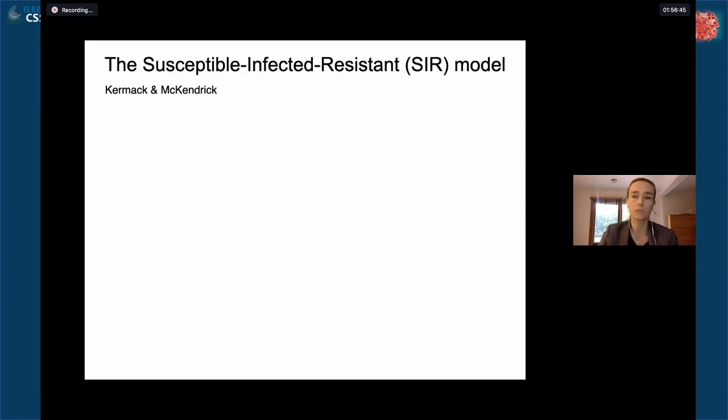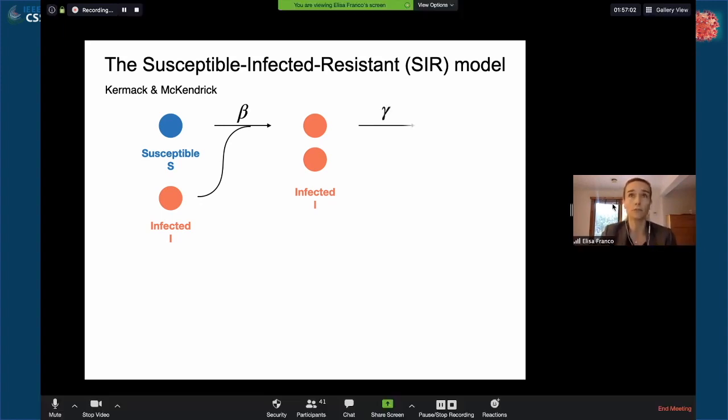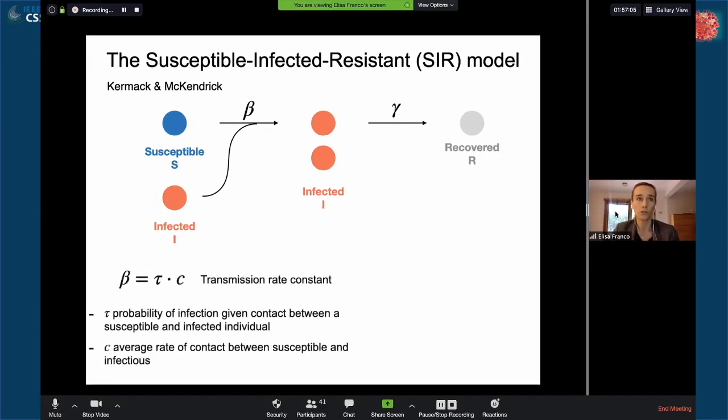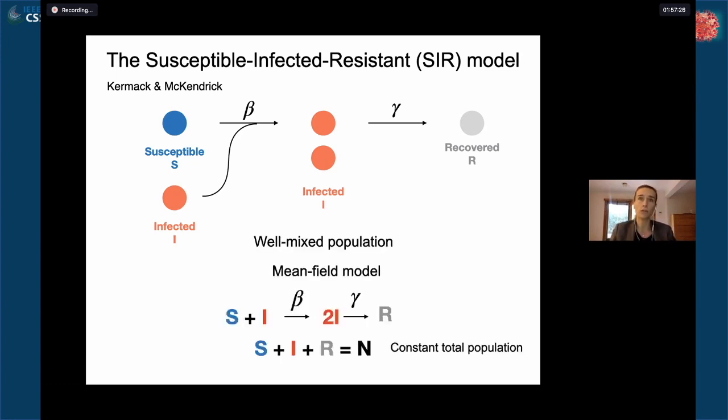So we start from the SIR model. I'll go quick on this because we all know how this works. The SIR assumes you have susceptible and infected that interact at a certain rate of beta, and you get two infected out of a susceptible and infected, and then there's a certain recovery rate. We all know the definition of transmission rate constant, which is basically probability of infection given a contact multiplied by the average rate of contact. And we all know the definition of gamma, recovery time constant, which is the inverse of how long the infection lasts.